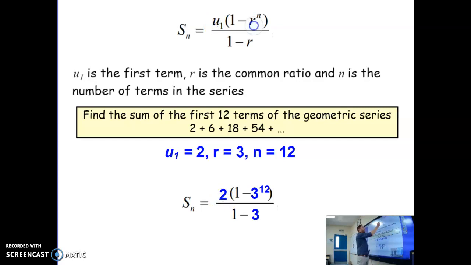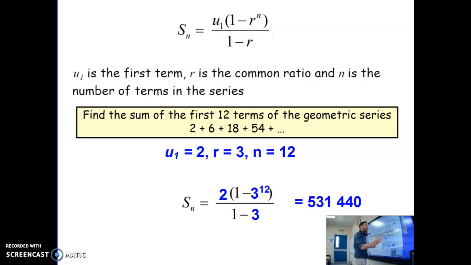Then I'm going to put r to the power of n. Well, r is 3, n is 12. And then on the bottom, 1 minus r. Okay, a little bit of tidying up. Chuck it into your calculator, and you should get 531,440. I recommend checking you can do that in your calculator.